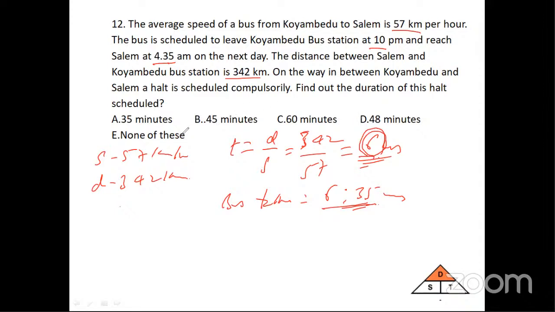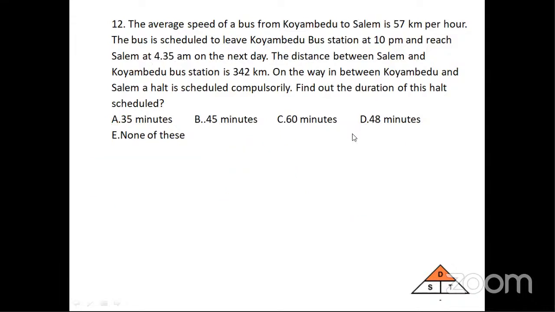So now the question is, how much did he halt in between? He halted for 35 minutes. The question is bigger, but the answer is very small. He halted for 35 minutes because, over the 6 hours, the extra time is 35 minutes. That is the halting time. Okay, I hope this is clear. We'll move to the next one.